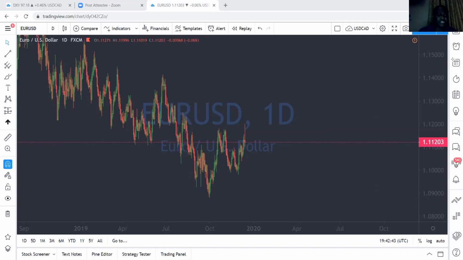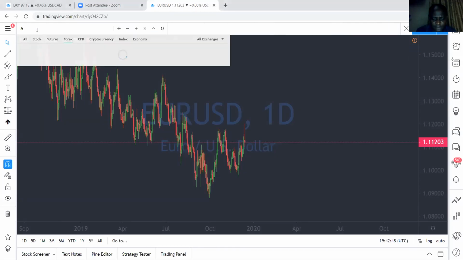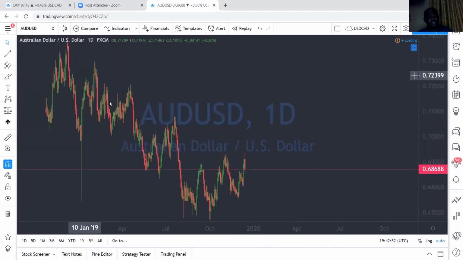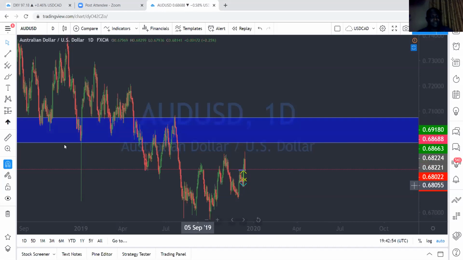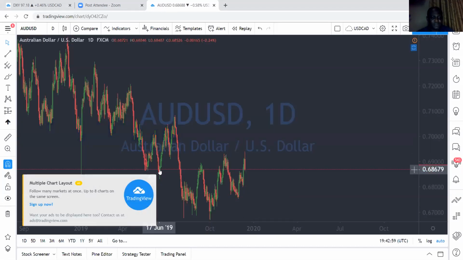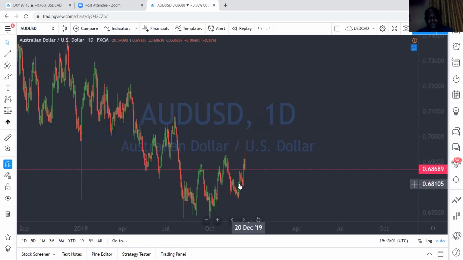Now let's look at AUD USD. A lovely pair. I made a lot of money from here, picking it up from here to the upside. It was a lovely trade here to the upside, but now we are out.